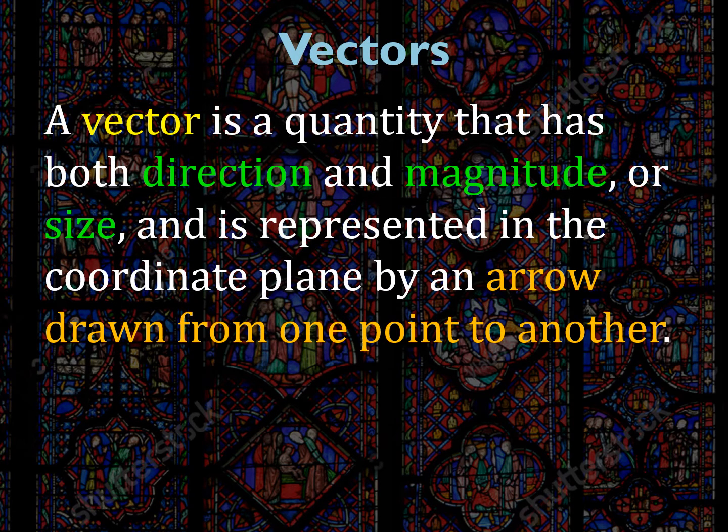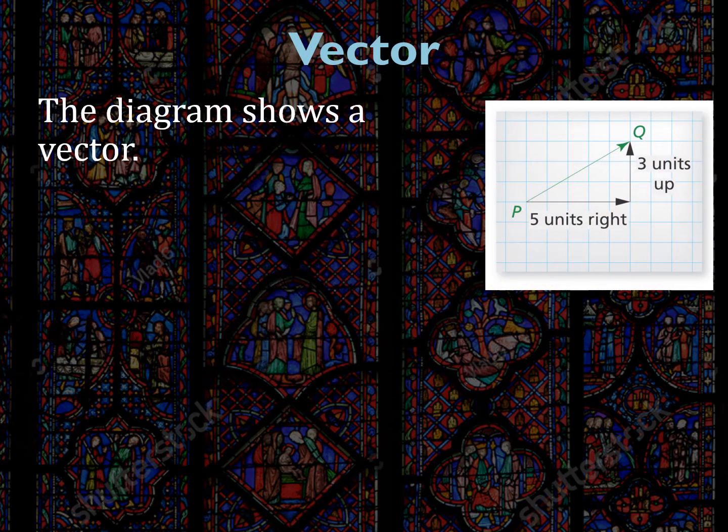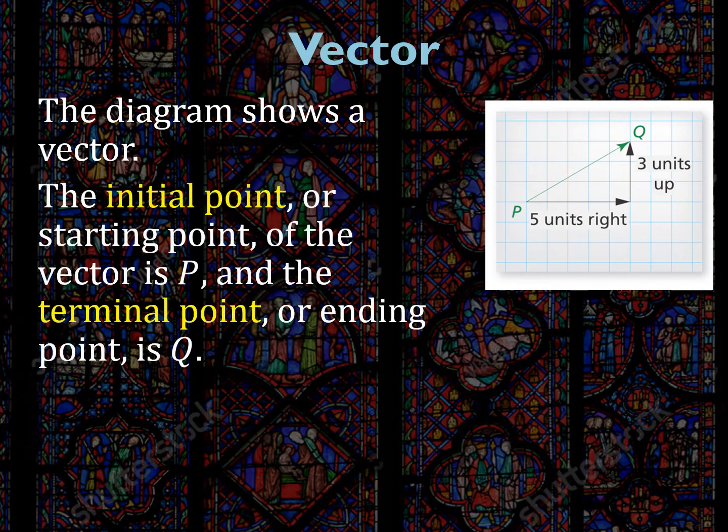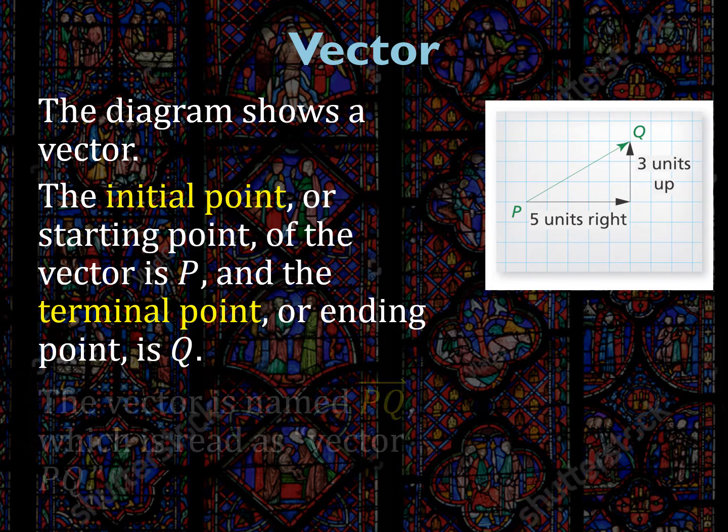A vector is a quantity that has both direction and magnitude, or size. Size is basically another word for magnitude, how big something is. It's represented in the coordinate plane by an arrow drawn from one point to another. The diagram you see shows a vector. The initial point is the starting point, that's P. Q is the terminal or ending point. Don't worry about these terms.